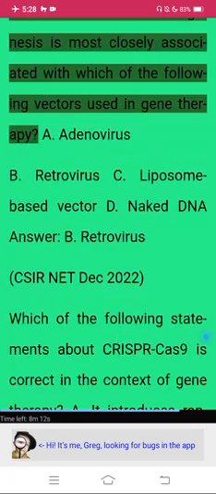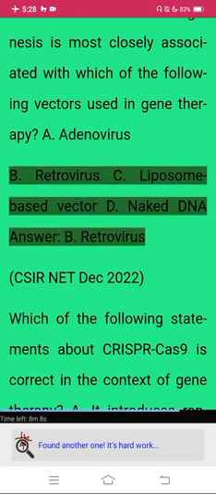CSIR NET June 2021. The risk of insertional mutagenesis is most closely associated with which of the following vectors used in gene therapy? A. Adenovirus. B. Retrovirus. C. Liposome-based vector. D. Naked DNA. Answer: B. Retrovirus.